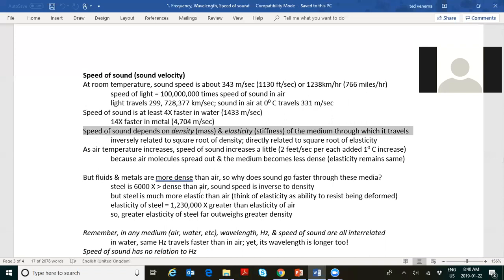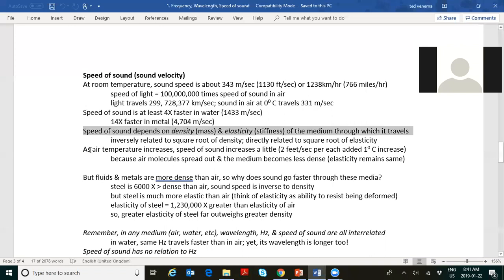Now, elasticity, don't think about elastic bands. Think about exactly the opposite. In physics, the word elasticity means stiff. Okay? In physics, the word density means the mass, like the weight. Think of a train locomotive. That's got a lot of mass. Think of elasticity, think of a very stiff spring. So the speed of sound depends on the density and the elasticity of the medium through which it travels.